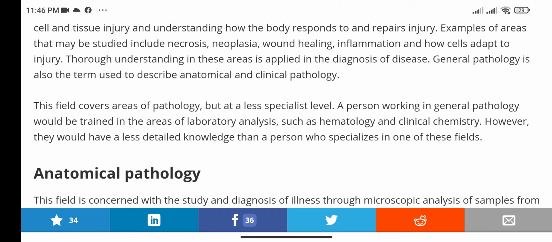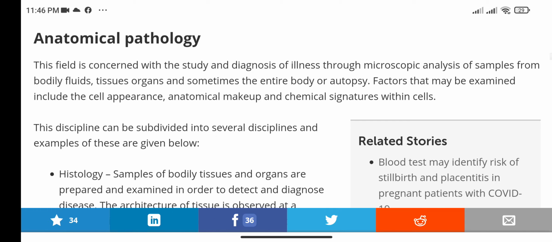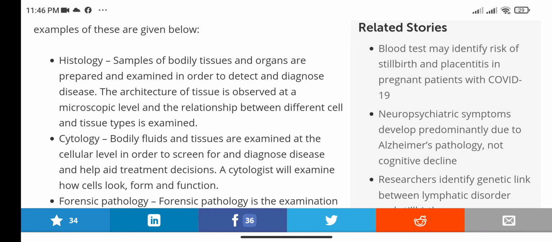Anatomical pathology is a field concerned with the study and diagnosis of illness through microscopic analysis of samples from bodily fluids, tissue, organs, and sometimes the entire body or autopsy. Factors that may be examined include the cell appearance, anatomical makeup, and chemical signatures within the cell. This discipline includes histology, cytology, and forensic pathology.